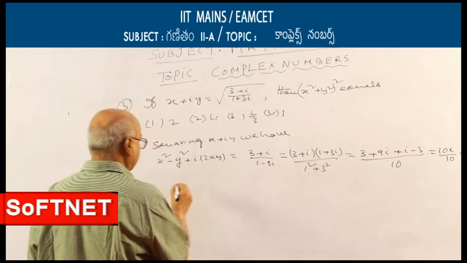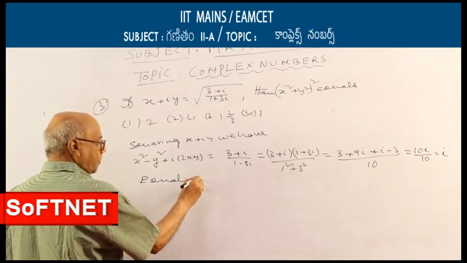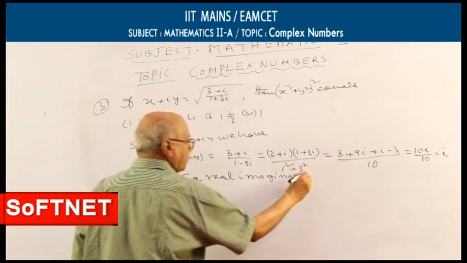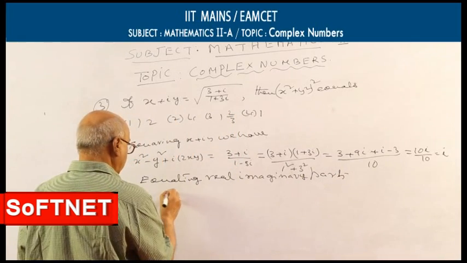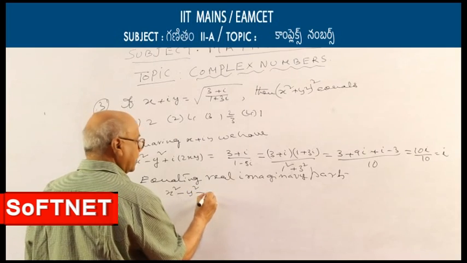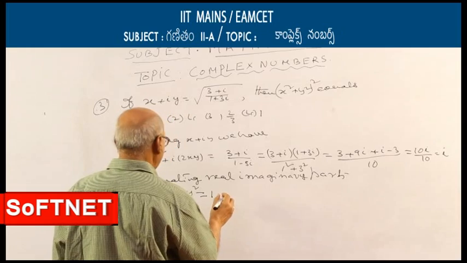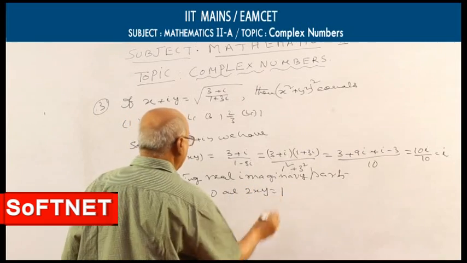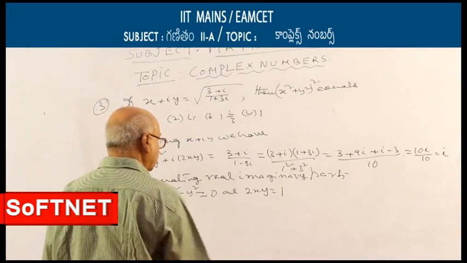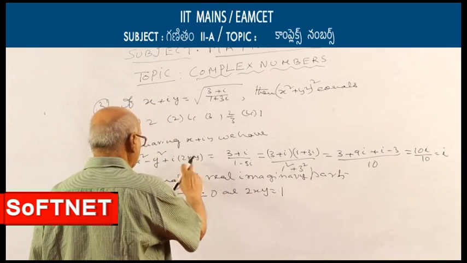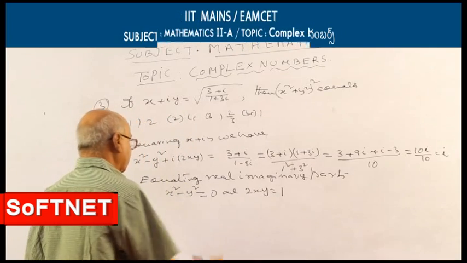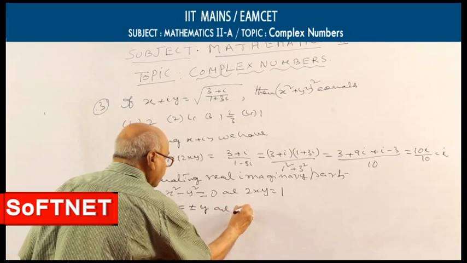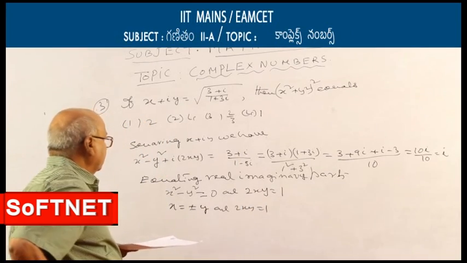Now equating real and imaginary parts, we have x square minus y square is equal to 0 and 2xy is equal to 1. Now you can see that 2xy is equal to i is not possible. So this shows that either x is equal to plus or minus y and 2xy is equal to 1 itself.